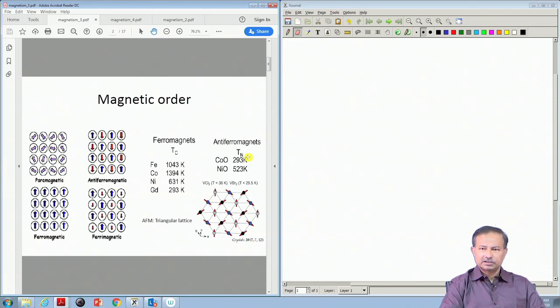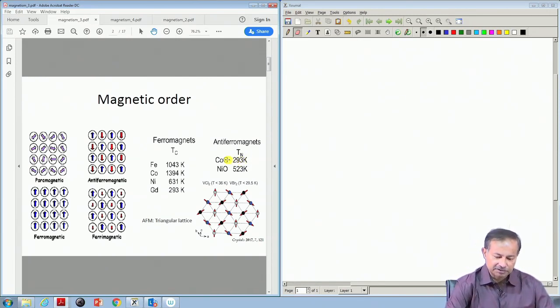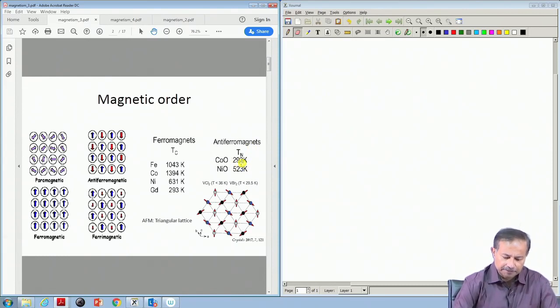So, two things one has to find out: what is the underlying interaction that leads to this kind of ordering, and what is its scale, and the scale is already given by these numbers. T sub N is the standard notation for antiferromagnets, the transition temperature for antiferromagnets. This is after Louis Néel, who did pioneering work on antiferromagnets.